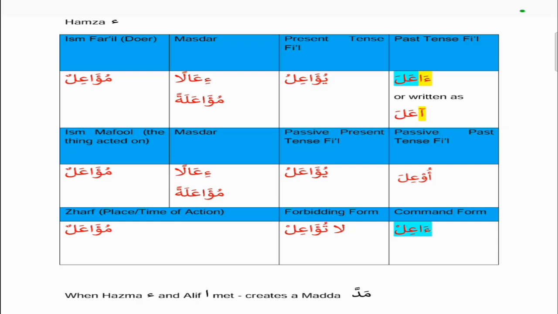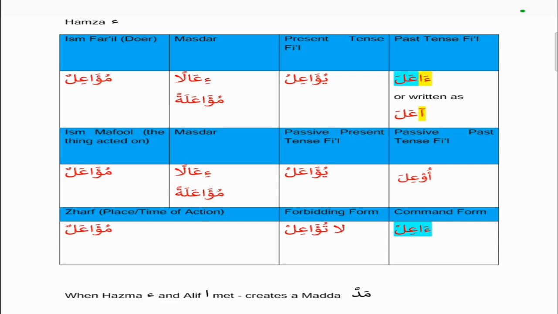and the masdar is i'alan, and because this is family 3, it has two masdars, so the second one will be mu'alatan, and the ism fa'il, which is the doer, is mu'ailun. You can notice, as per usual, there's a connection between the present tense fi'l and the ism fa'il. Just change the ya to a meem. Ism fa'il is an ism, make it heavy, mu'ailun. And you notice that this is family 3, so in the present tense the ya takes a dhamma, as per usual in family 3. This is true for families 2, 3 and 4.